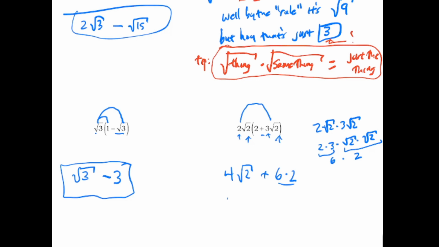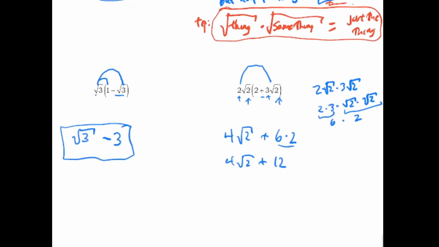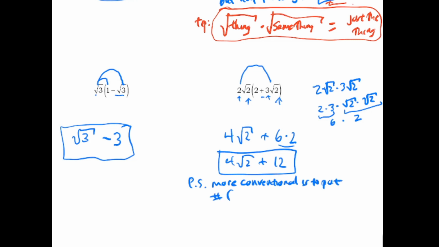Where are we? I've got a 4 radical 2 here. Nothing you can do with that. 6 times 2 is 12. That's all you can do with that. These are not like terms. It's pretty much done, right? Although I might write it more conventional, if you will. More conventional is to put the number first, radical term second.